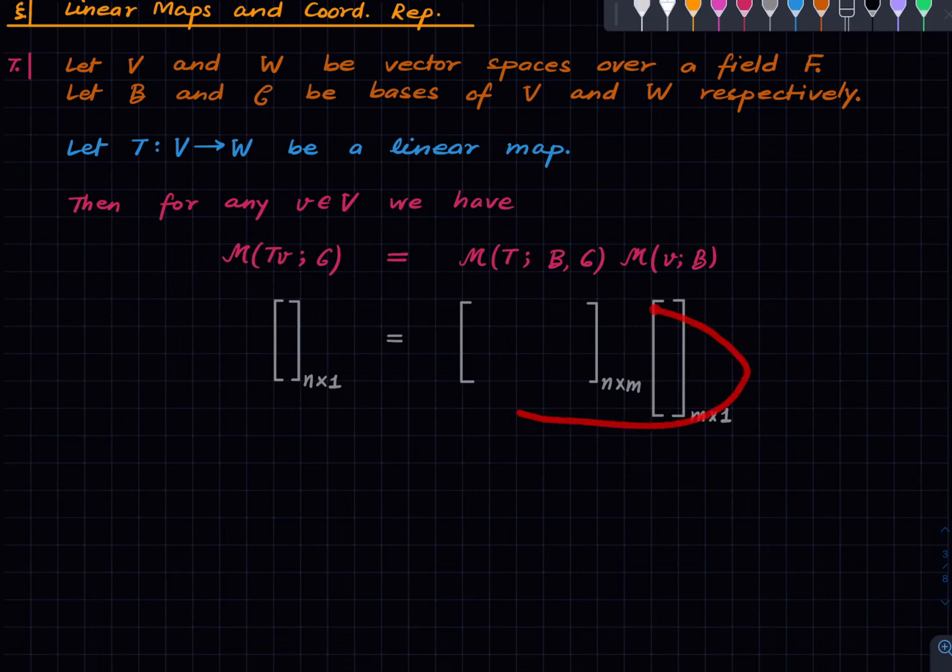And this is just your matrix multiplication as we defined it. And this is compatible because the number of columns here is the same as the number of rows there. So this is just an exercise in unraveling the definitions. You use the definitions of these things and you get exactly this. So the proof of this is an exercise, but this is an important fact.